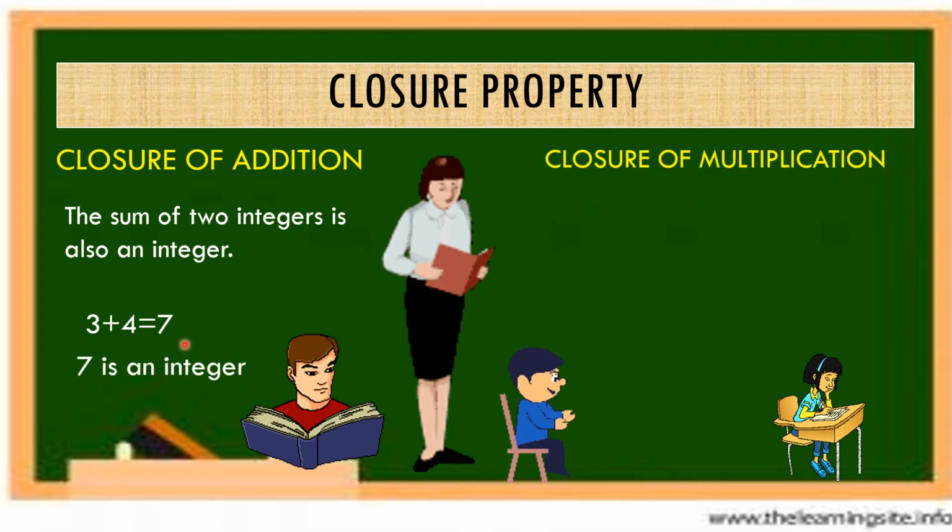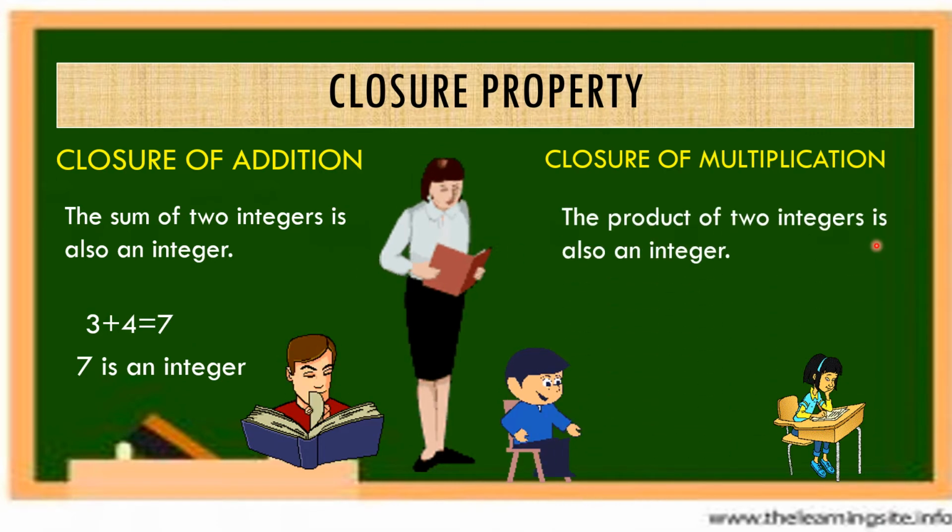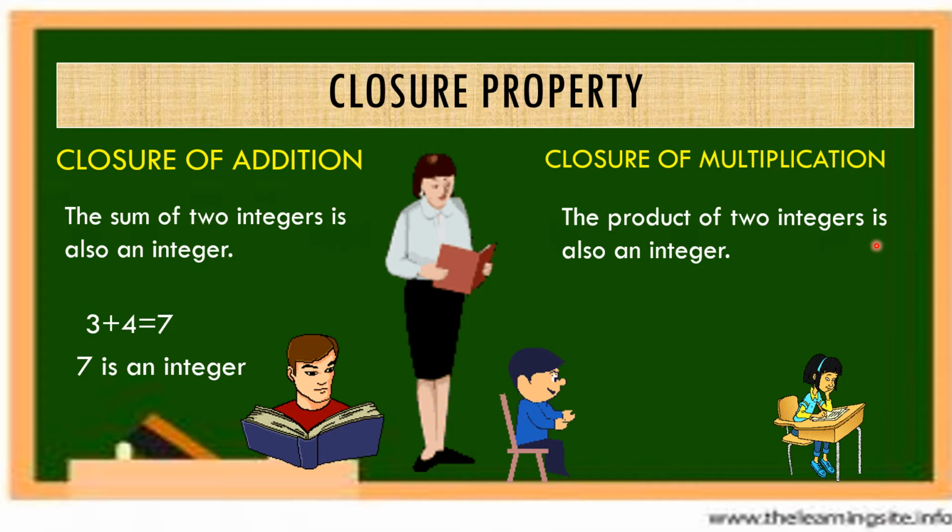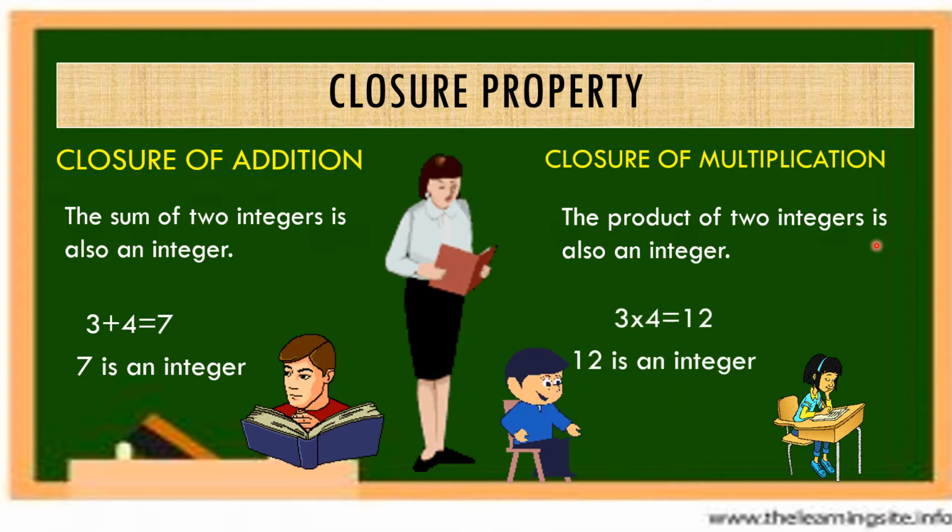We have closure of multiplication. The product of 2 integers is also an integer. If we multiply 3 times 4, 3 times 4 is 12. And 12 is an integer.